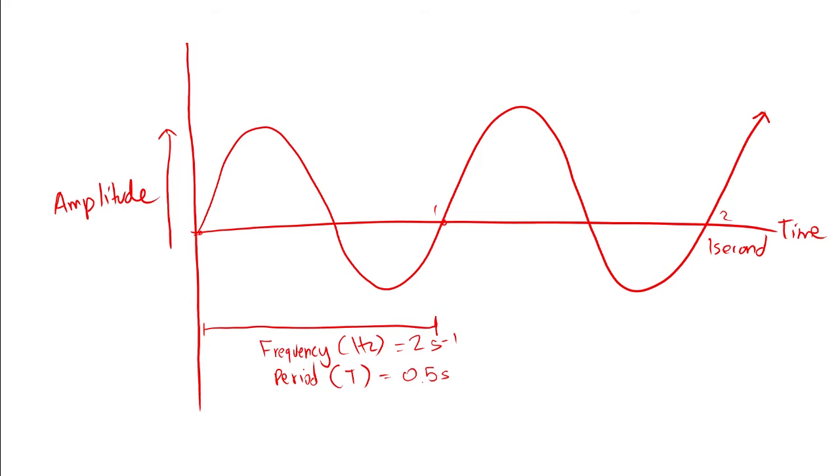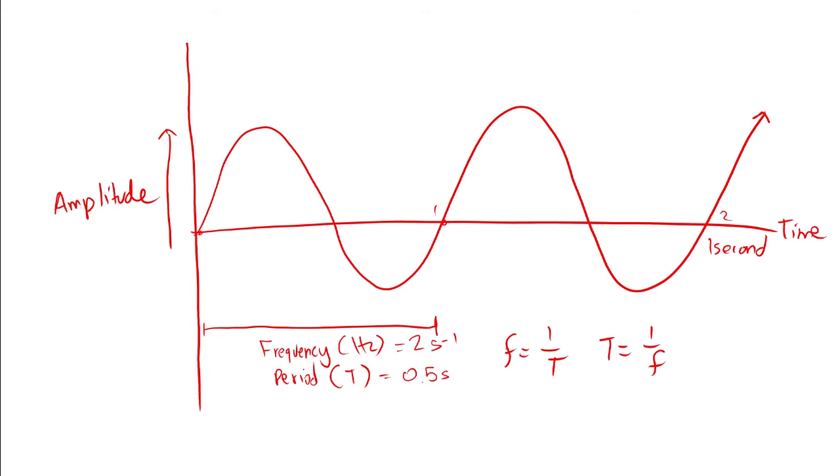So I can calculate the frequency from the period. I can calculate the period from the frequency. But how does this help us? Well, the answer is that if we wanted to use an analog signal to transmit data, we can vary the height of the signal. We can vary the period.